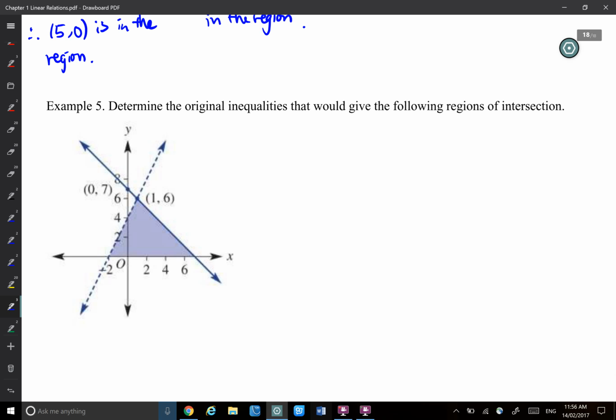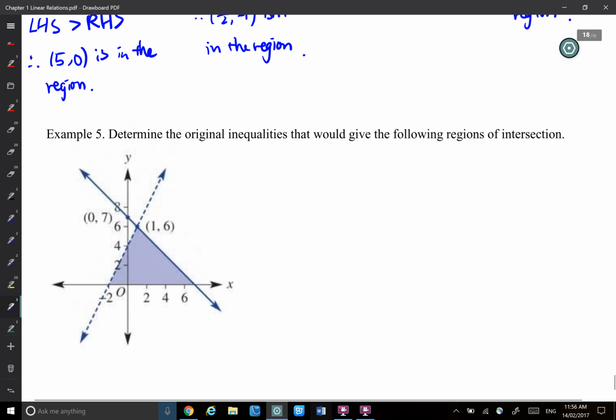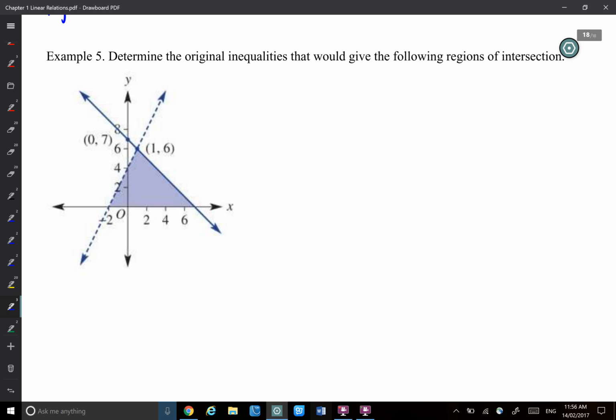Okay, example 5. Example 5 is like asking in the other way. It asks you to determine the original inequalities that should give you the following region of intersections. So I want you to write the original inequalities. Can you see this thing? Do you think it's bound by 2 lines or bound by 3 lines? Where's the third one?